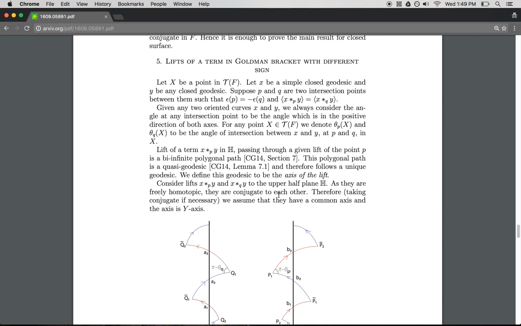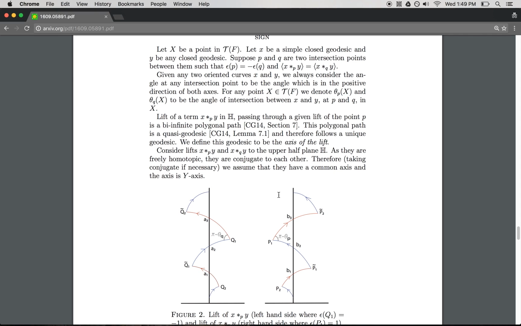Section 5. Lifts of a term in the Goldman bracket with different sign. Let capital X be a point in the Teichmuller space of F. Let X be a simple closed geodesic and Y be any closed geodesic. Suppose P and Q are two intersection points between them such that epsilon of P is equal to negative epsilon of Q, and that xp of y is equal to xq of y.